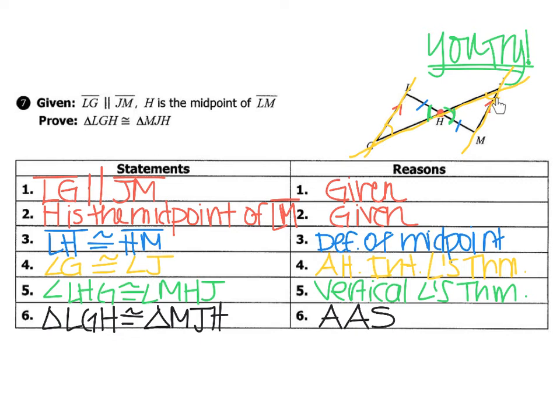Then we say that angle LHG is congruent to angle MHJ because of the vertical angles theorem. Then by angle angle side, because we have two angles and a non-included side, these two triangles are congruent. If you have any questions on that, call me over so I can help you. Otherwise, let's move on.